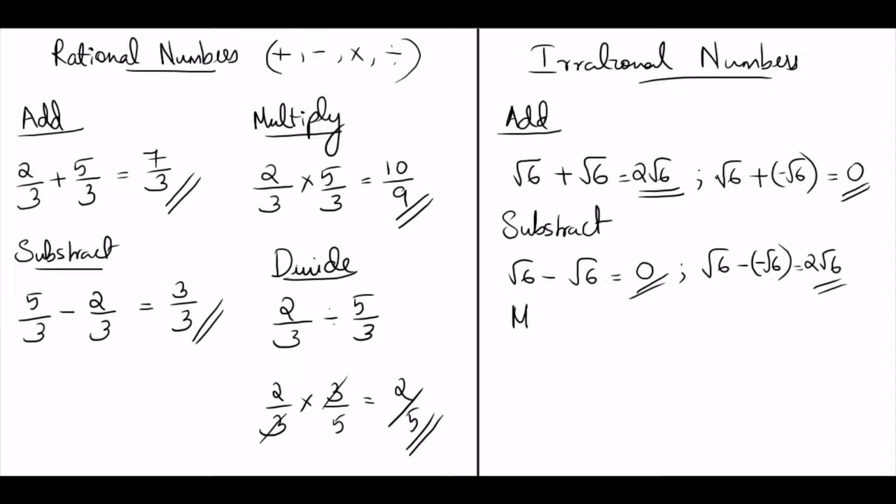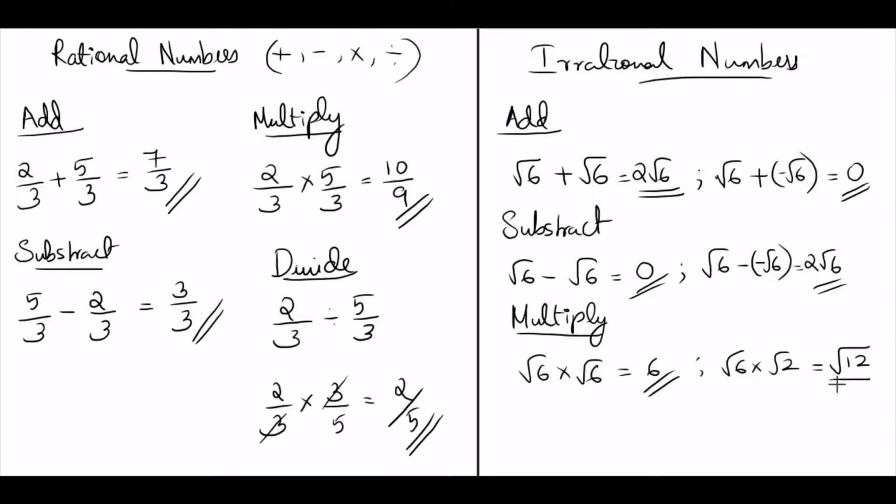Now let's see the multiplication between two irrational numbers. When you multiply root 6 and root 6, both irrational numbers, you get root 36. Root 36 is 6, so this is a rational number. Now when you multiply root 6 and root 2, both irrational numbers, you get root of 6 into 2. 6 into 2 is 12, that is root 12, which is an irrational number.